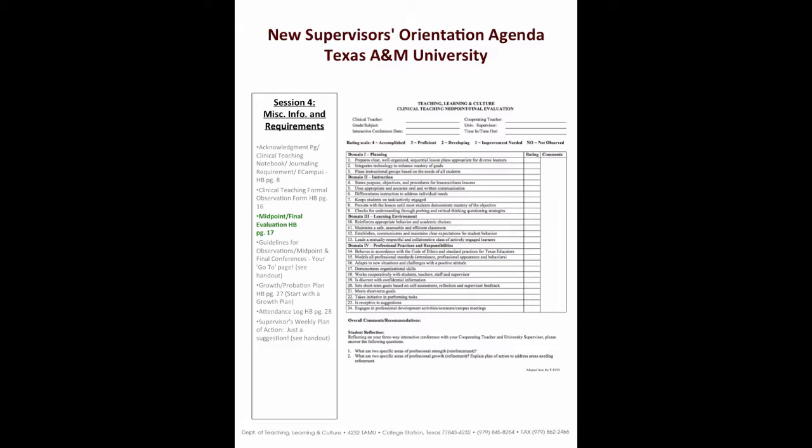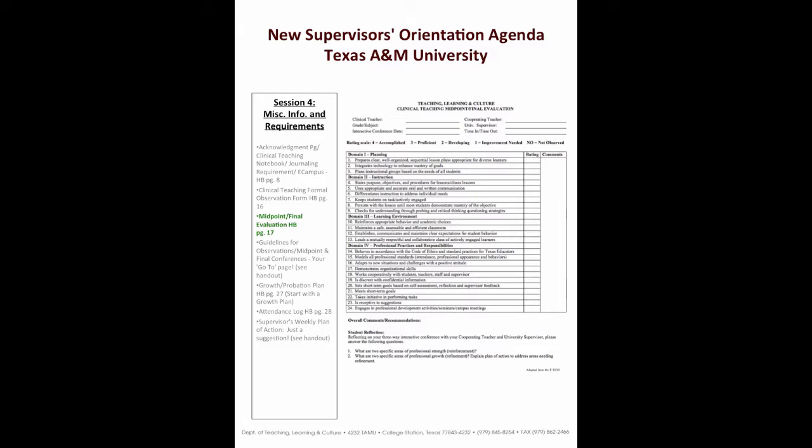This form has also been adapted to reflect portions of the Texas Teacher Evaluation and Support System, known as T-TESS. Notice the rating scale that will be used for each descriptor. Also take note of the 4 domains: planning, instruction, learning environment, professional practices, and responsibilities.